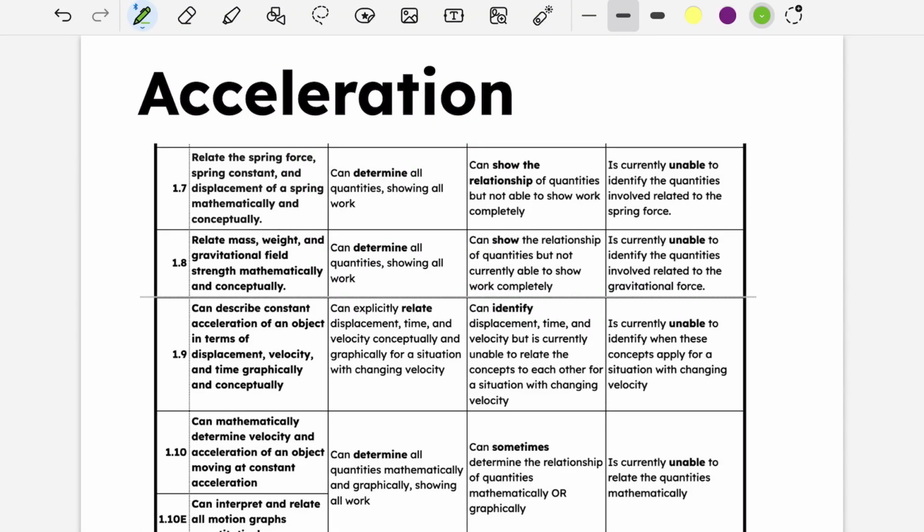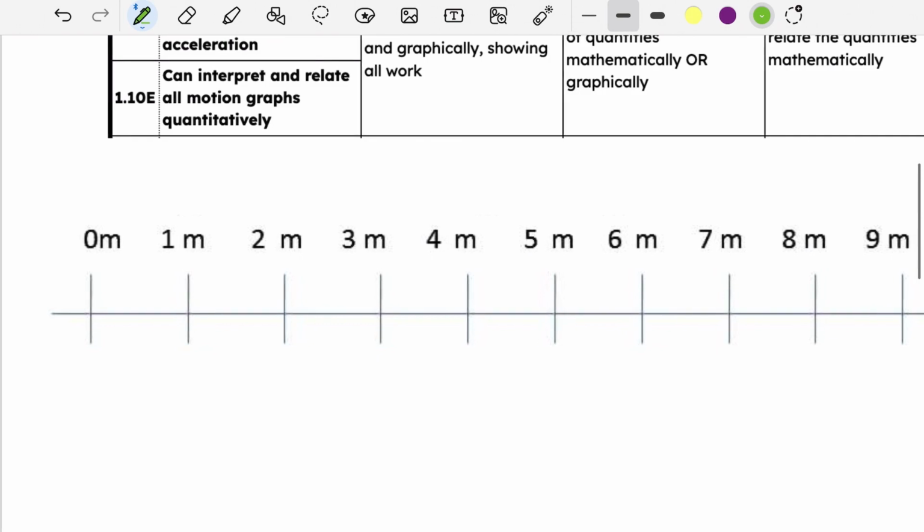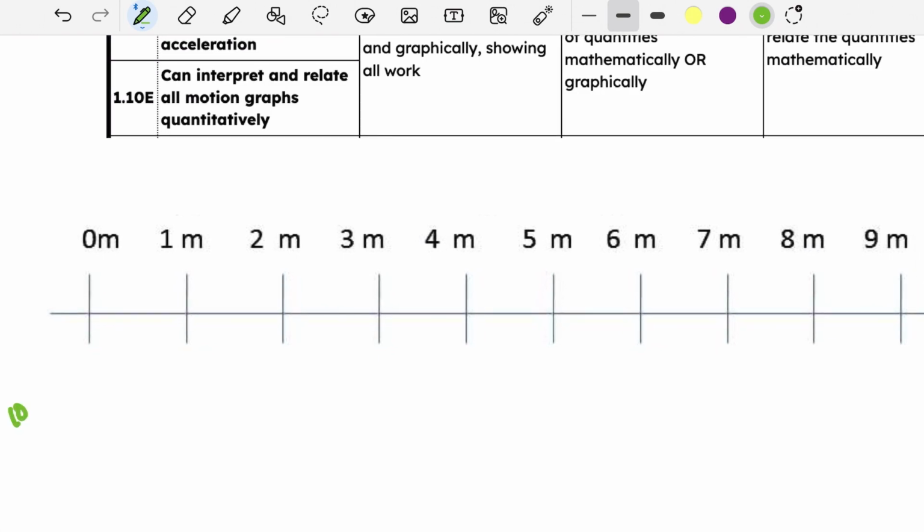Hello, welcome. The purpose of today's video is to start talking about the idea of acceleration, standard 1.9, and relating it with velocity and displacement, particularly in terms of graphs. All right, so let's think about what this idea means. So far, we've only talked about constant acceleration.